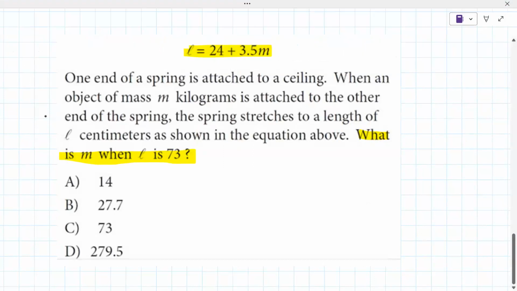Now, let's read the rest of it. Let's go back to the beginning. So we've read the call to action. One end of a spring is attached to a ceiling. When an object of mass m kilograms is attached to the other end, the spring stretches to a length of L centimeters as shown in the equation above. What is m when L is 73? Is anything that I just read there important to solving this problem?